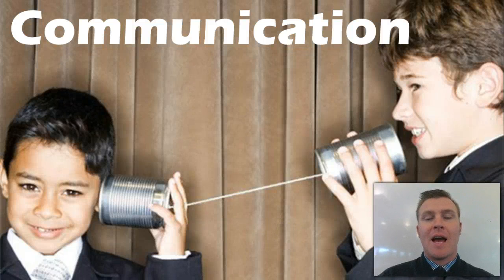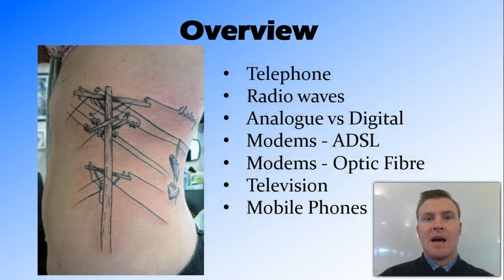In this video, we're going to look at communication technologies, and in particular, communication technologies that use radiation in the electromagnetic spectrum. We're going to start with telephony, then look at radio waves, the difference between an analog and digital signal. Then we're going to look at modems, firstly ADSL, and then optic fiber or cable modems. We'll then talk about television and finally how mobile phones work.